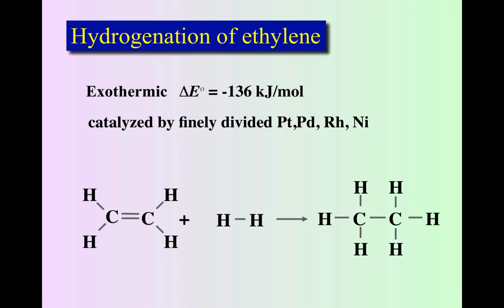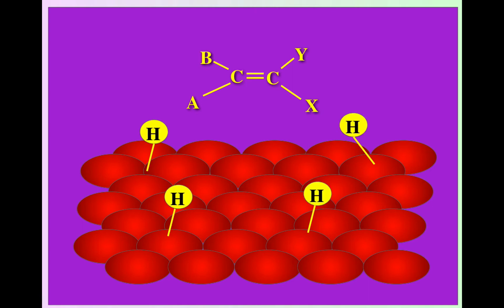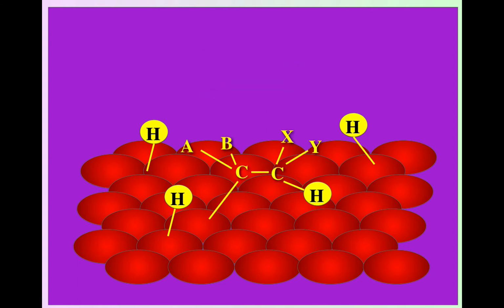All right, so you use this surface area, and what happens is you weaken the hydrogen-hydrogen bond, and you weaken the carbon-carbon double bond so that you get more effective collisions between the hydrogens and the ethene.